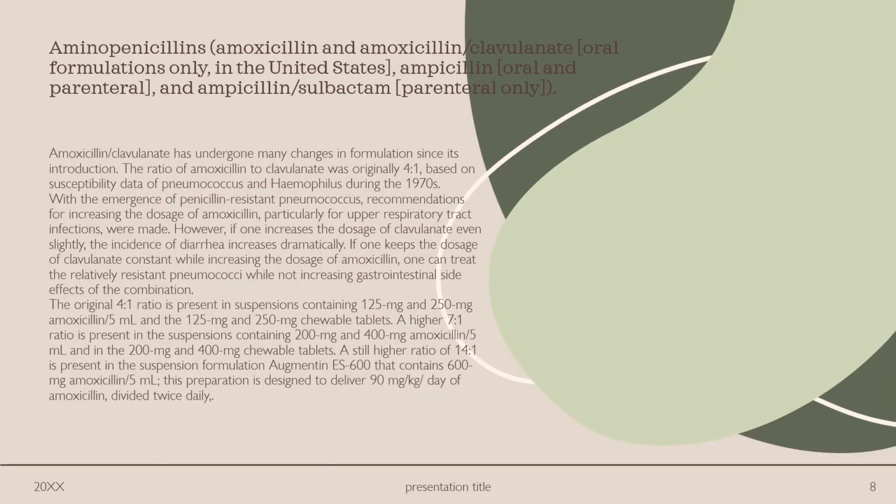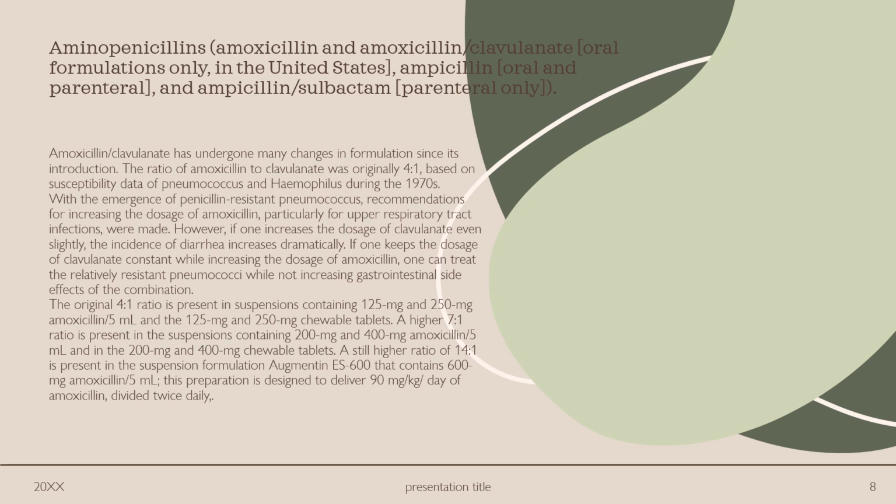Coming to aminopenicillins, these are essentially the only penicillins that you are using now, besides your benzathine penicillins or penicillin V. So aminopenicillins will be amoxicillin and amoxicillin clavulanic acid, which are oral formulations. Ampicillin, which is oral and IV, and ampicillin sulbactam, which is IV. So amoxiclav essentially comes in the ratio of 4:1 originally.